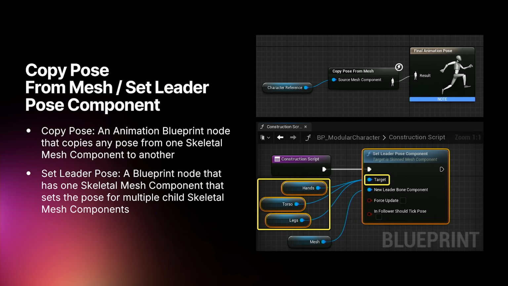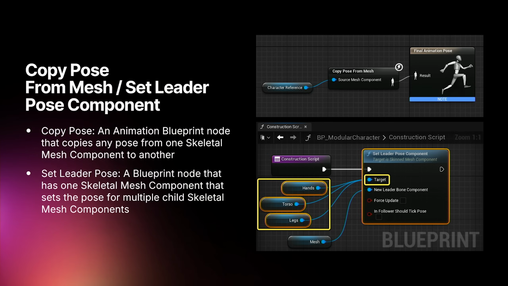The next set is Copy Pose From Mesh and Set Leader Pose. This isn't necessarily needed if you have different skeletons, in the sense that if they're the same base hierarchy, right? It doesn't matter if you have it assigned to the same skeleton, you can use different skeletons as long as they have the same base hierarchy and matching bones. It just copies the output pose from one to the other.